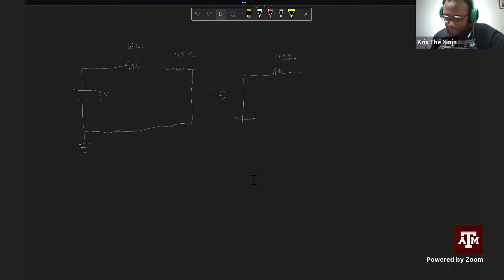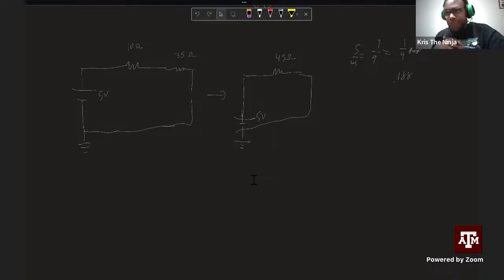And then to find the current going through this entire line, you do 5 divided by 45, and that gives you 1/9. So your current equals 1/9 amp. I think that's like 0.188, something like that. I think that's the current flow through that.